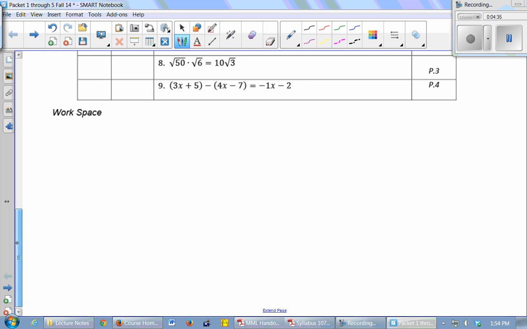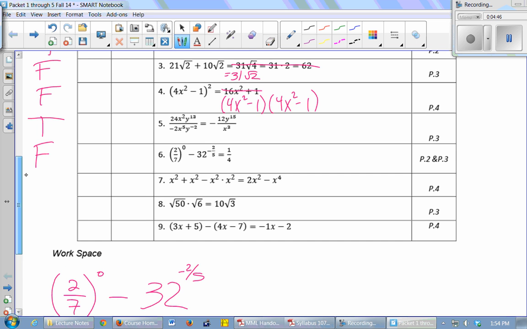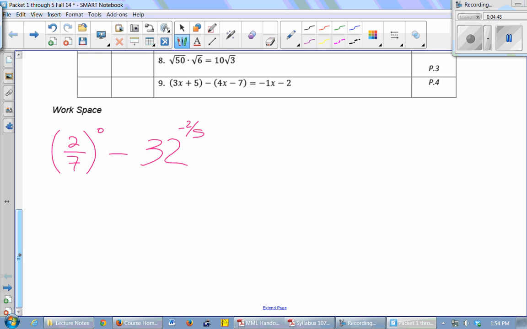So 2/7 to the 0 minus 32 to the negative 2/5. Okay, good. So what is anything to the 0? 1. Okay, so that part's not so hard, right? 1. So I've got 1 minus 32 to the negative 2/5.